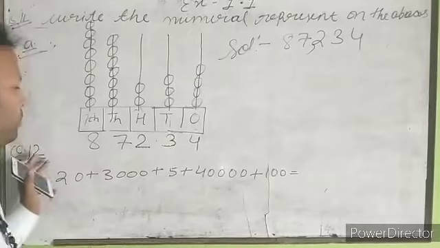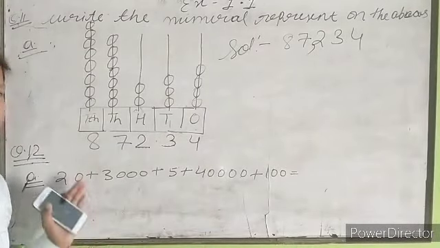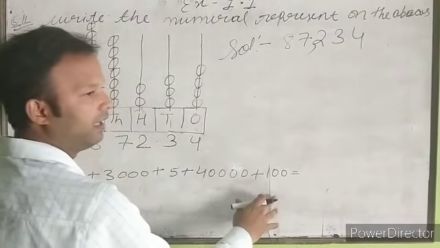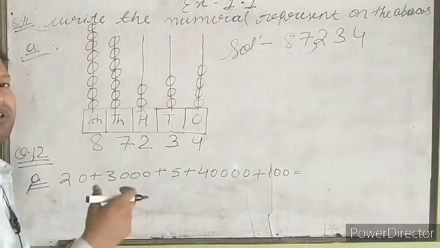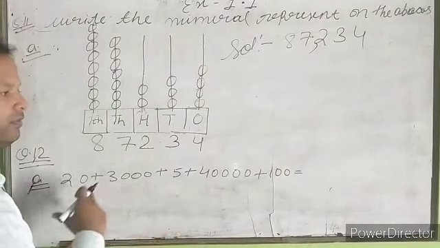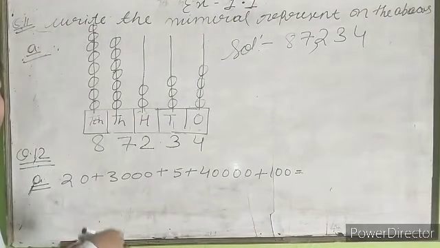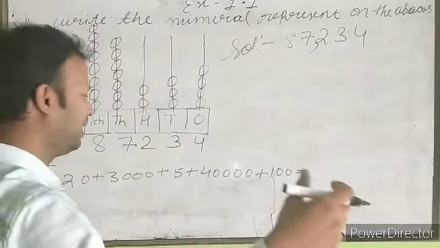Now question number 12. It was a very big question, so I didn't write the question. The question is asking that some numbers are given here in expanded form, but they are arranged in a jumbled way. It means they are written in the wrong order. You have to arrange them and give the answer.